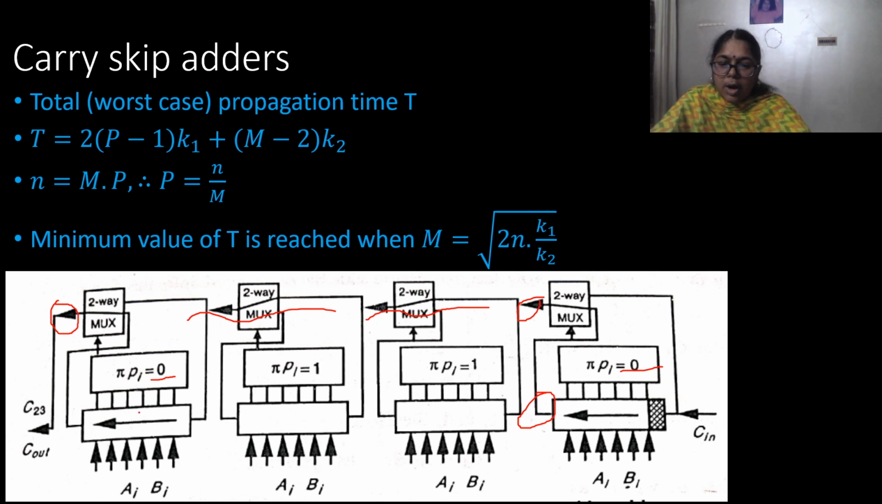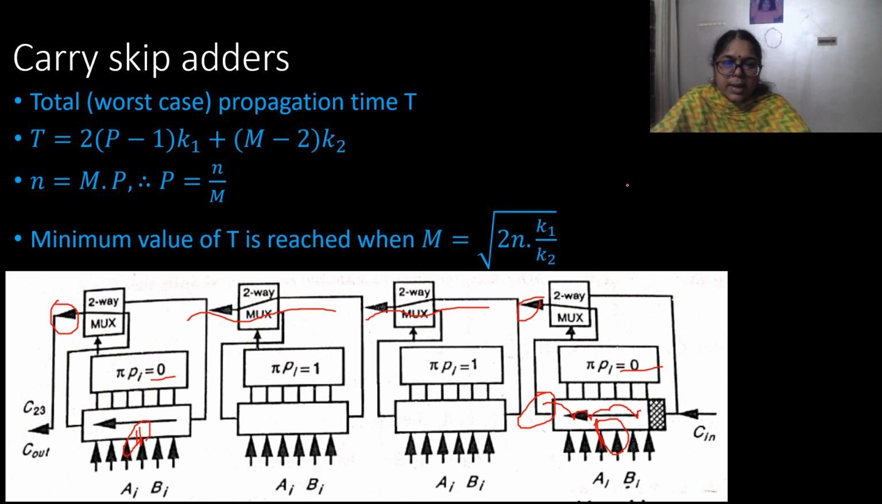Why 2? Because the last block and the first block, in both these cases the carry has to be propagated through each adder cell in that particular block. So 2 into P minus 1.